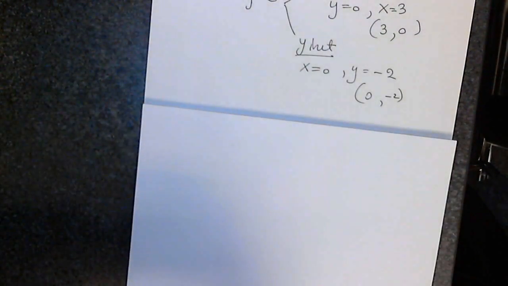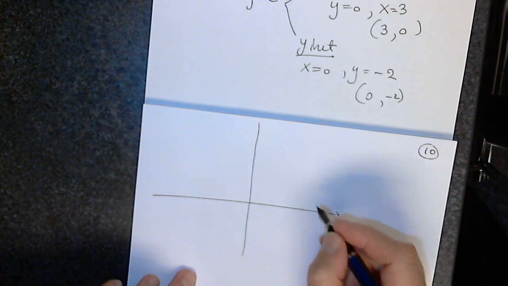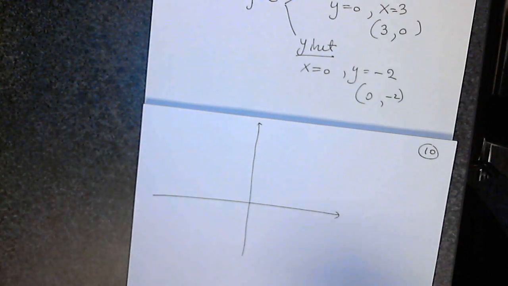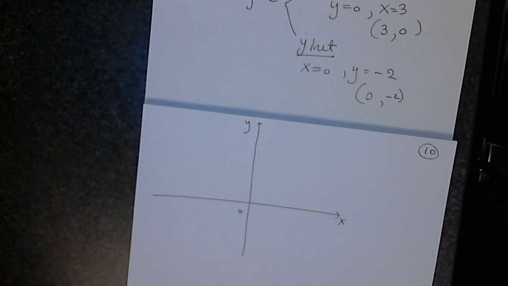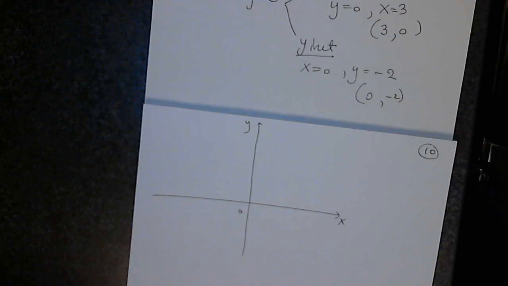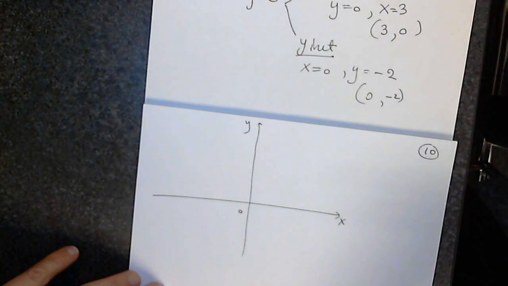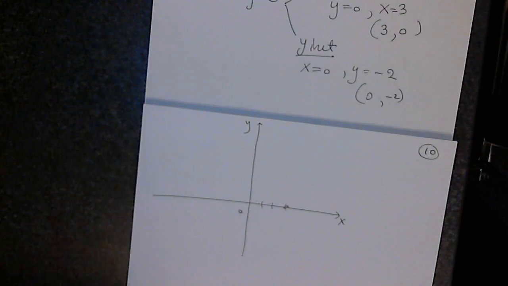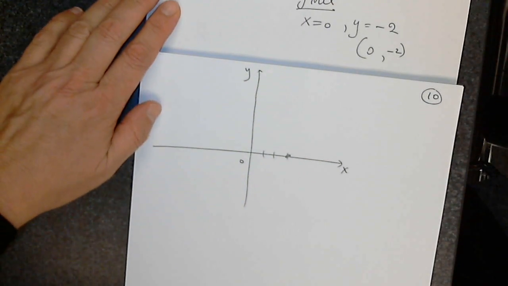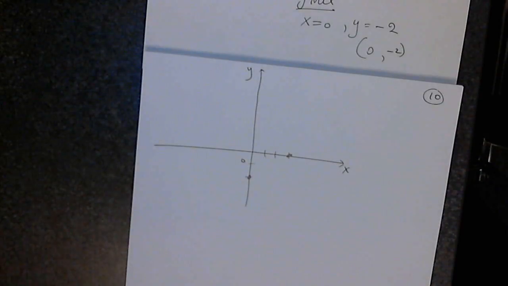So let's graph on the coordinate system. Can anyone tell us again what we have to plot first? And I will plot it. It doesn't matter. The order is not important, but I would have started with 3, 0. So 1, 2, 3, 3, 0. And the other one? I plotted the x-intercept. I plotted the y-intercept.